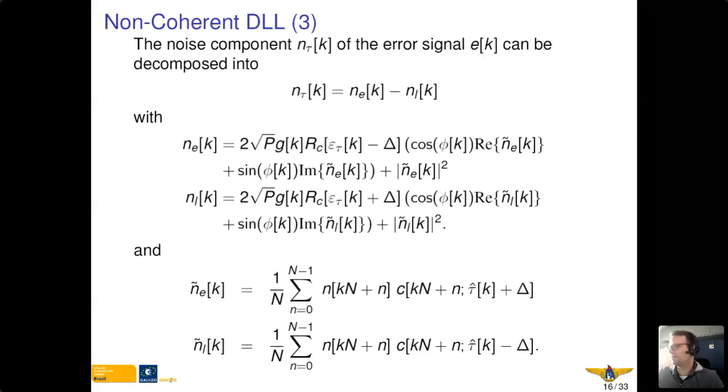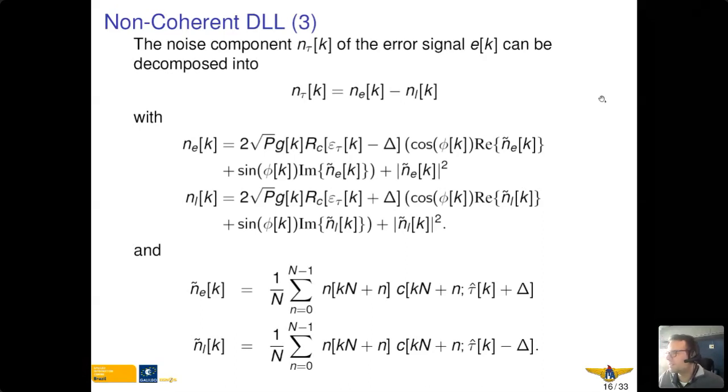In this writing, we also assume that phi is changing with the periods, times the real part of n tilde early of k, and this is defined in the bottom. So this is the cross correlation between the sequence and the noise, plus the sine of phi k times the imaginary part of n tilde early of k, plus the absolute valued square. This comes from the squaring operation.